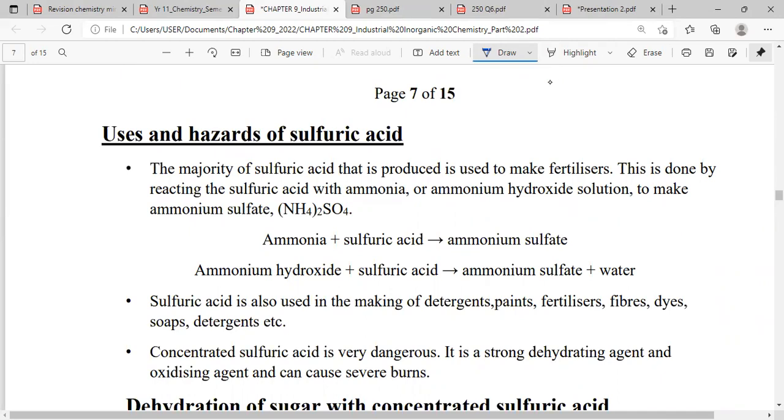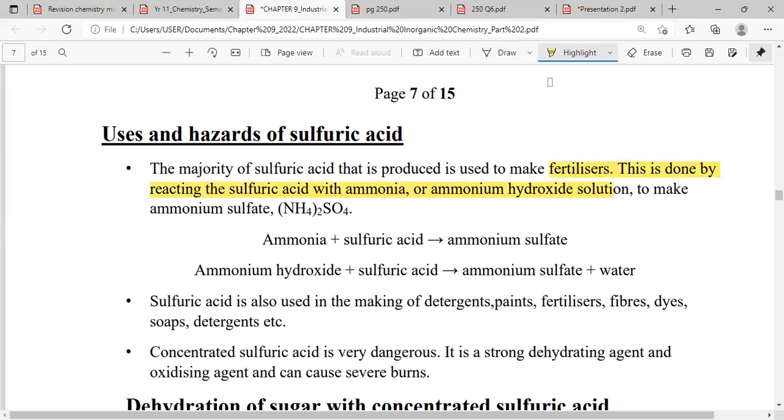Sulfuric acid also has uses, and also there are some hazards. What do you understand by the term hazard? Hazards are, in simple terms, the dangers, and how to handle them. Now, the majority of sulfuric acid is used to make fertilizer.